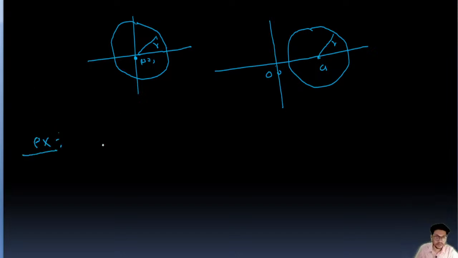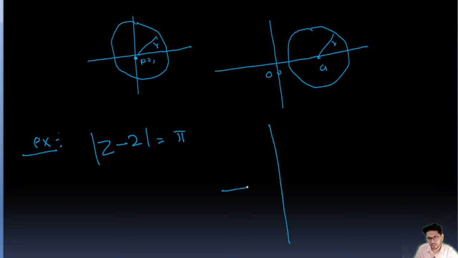So example, mod z minus 2 equal to pi. This means we have a circle whose radius is pi and centered at z equal to 2, right? So how will we draw it? Pi means the value of pi is 3.14, so this is greater than 2. So this is the 2, and the circle is going to be like this.